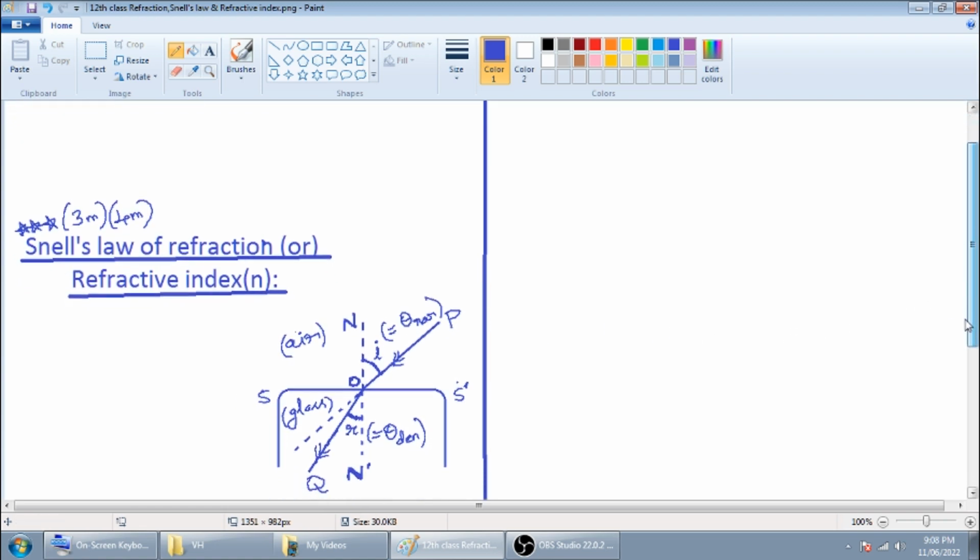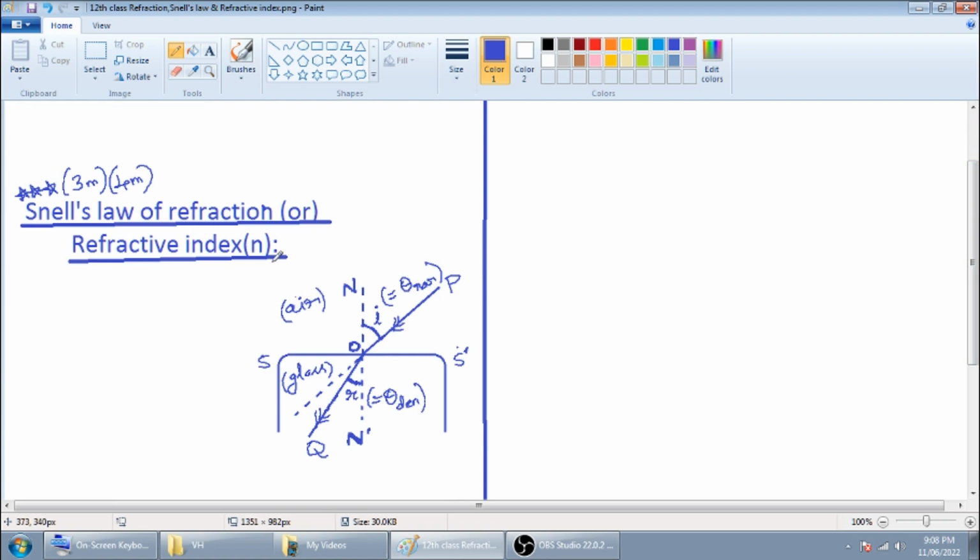It's also a very important topic for the understanding of the behavior of light. It's a very powerful law. So many applications related to light are actually based on this very powerful law, Snell's law of refraction. It's a very simple law.